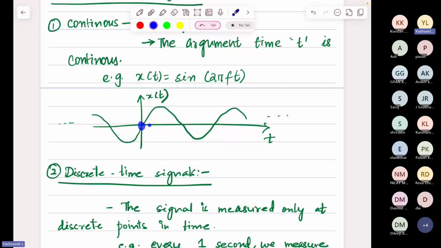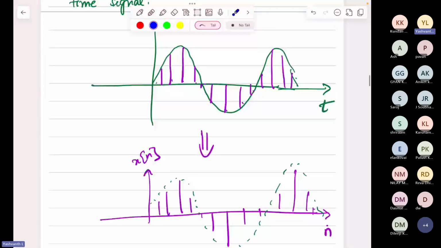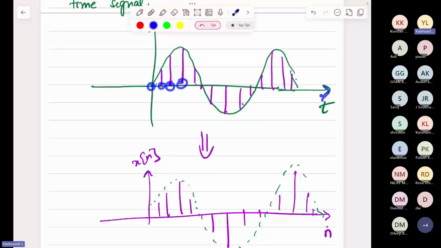So that is the relation between them. If you have a continuous time signal, this green envelope, you take discrete time intervals on the t-axis, and then you take the corresponding y-axis values, that is, the x of t values. These numbers are basically the numbers which form the discrete time signal representation. Sampling any continuous time signal gives a discrete time signal.